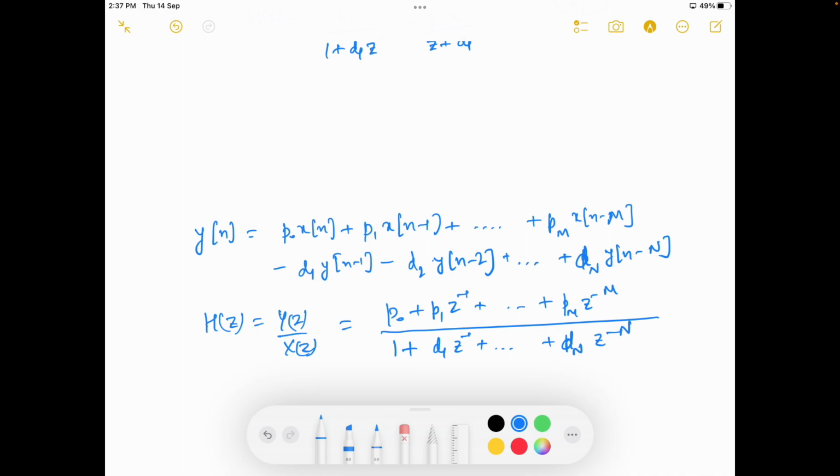M past inputs. Now if I add autoregressive terms, my Yn can depend on how many past inputs? 2M? M plus 1? M plus N?